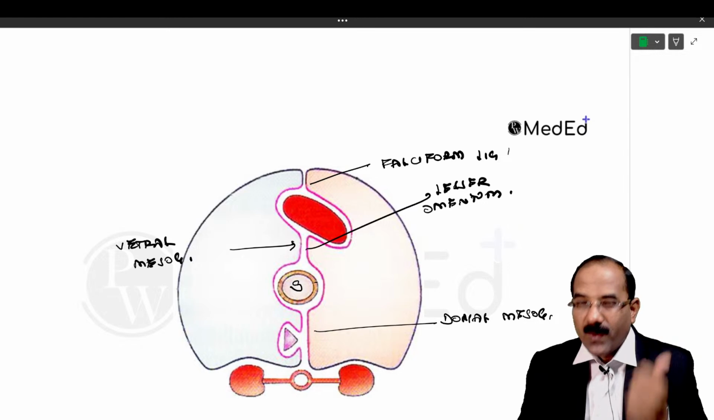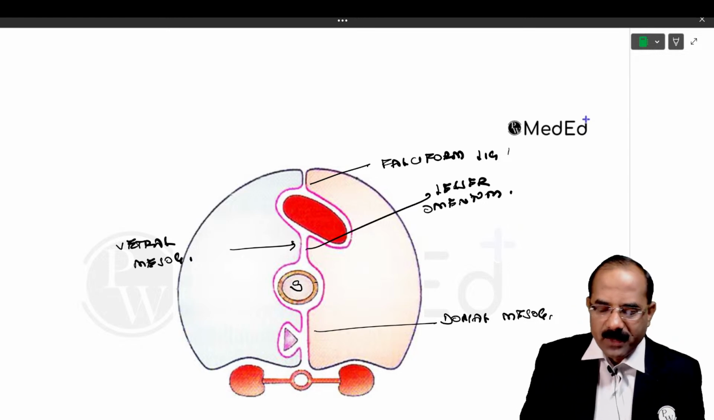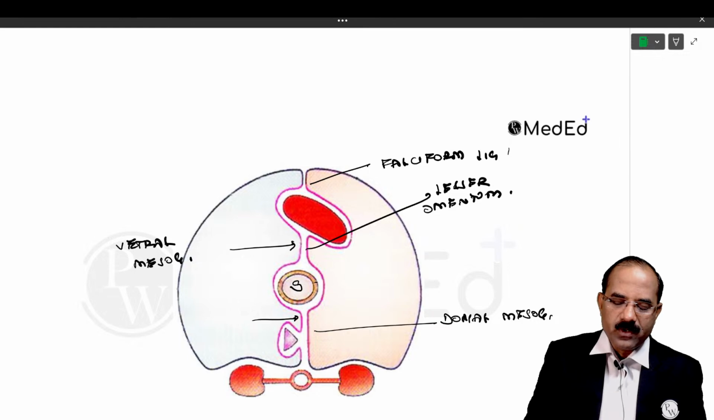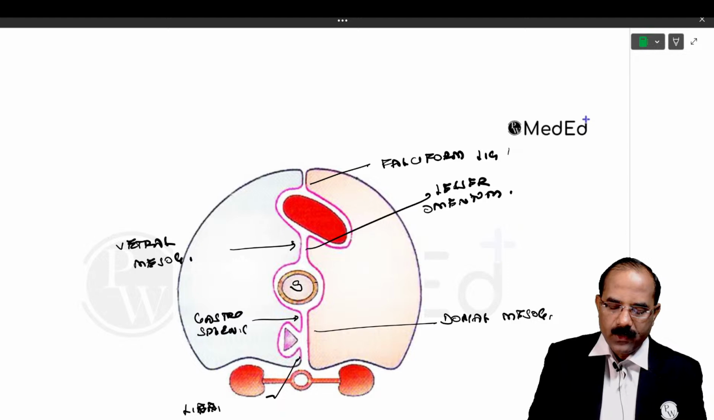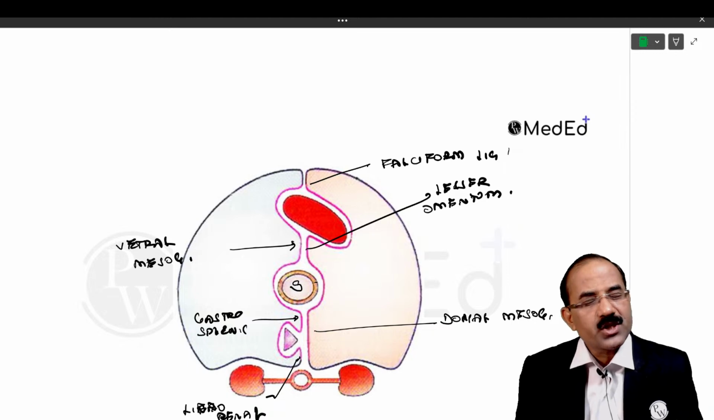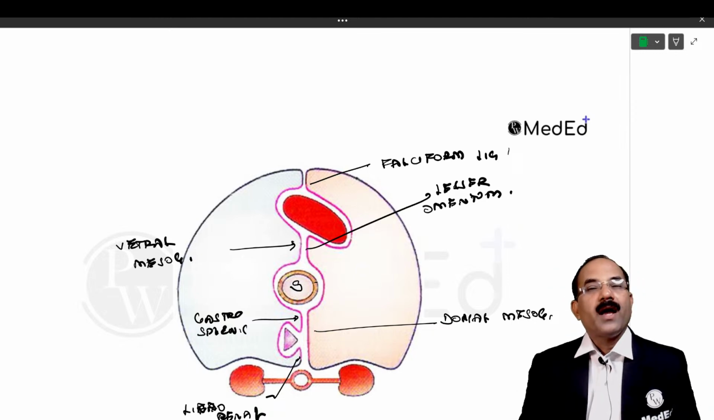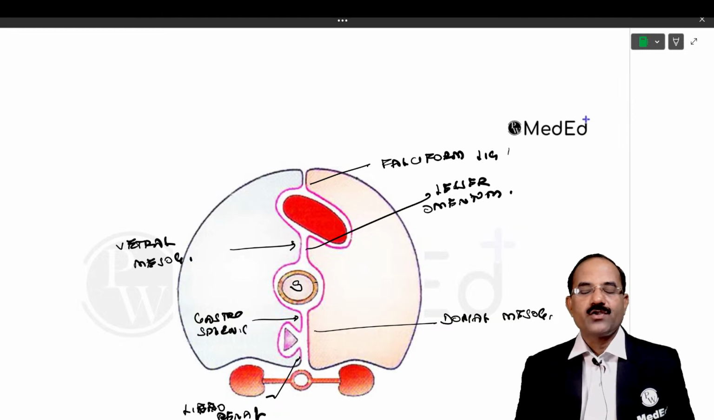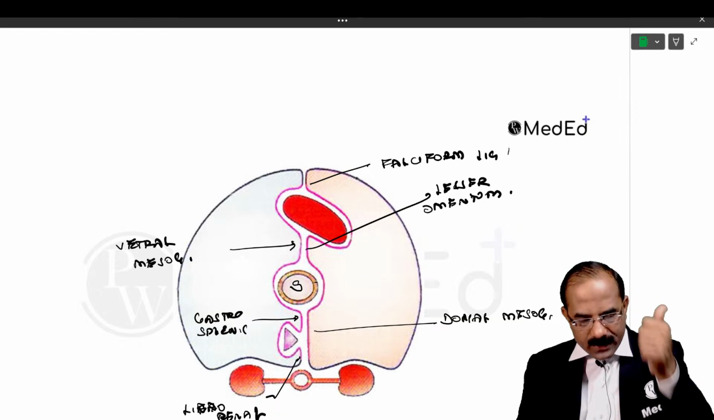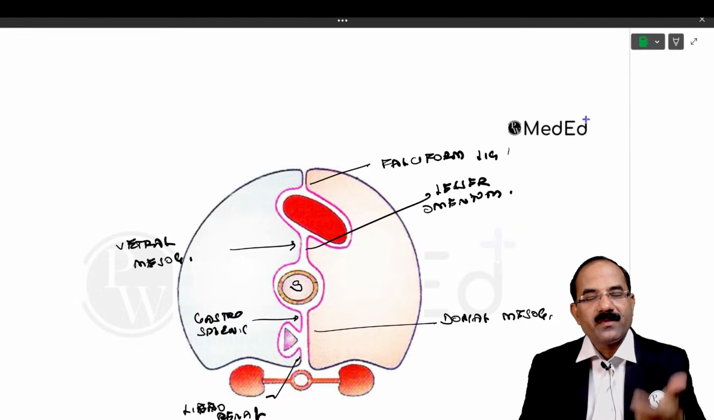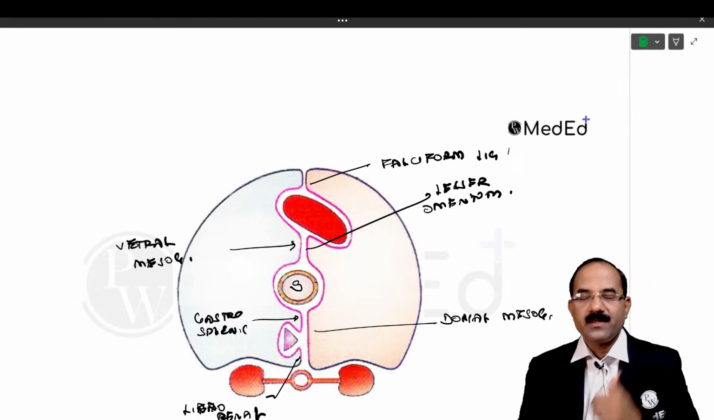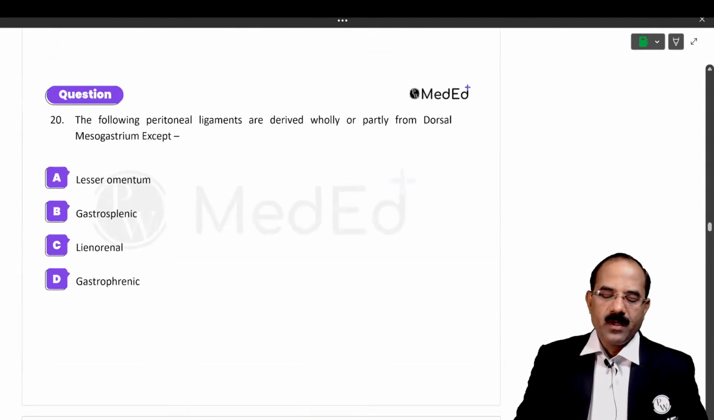What is derived from the dorsal mesogastrium बच्चों, a very important MCQ. अब ये क्या होगा, from the stomach to the spleen, that's the gastrosplenic ligament, हाँ gastrosplenic ligament. Spleen to the kidney, ये क्या होगा, lienorenal ligament. Third is greater omentum, and the gastrophrenic ligament. चार things है, gastrosplenic, lienorenal, the gastrophrenic ligament, and the greater omentum. This is derived from dorsal mesogastrium.